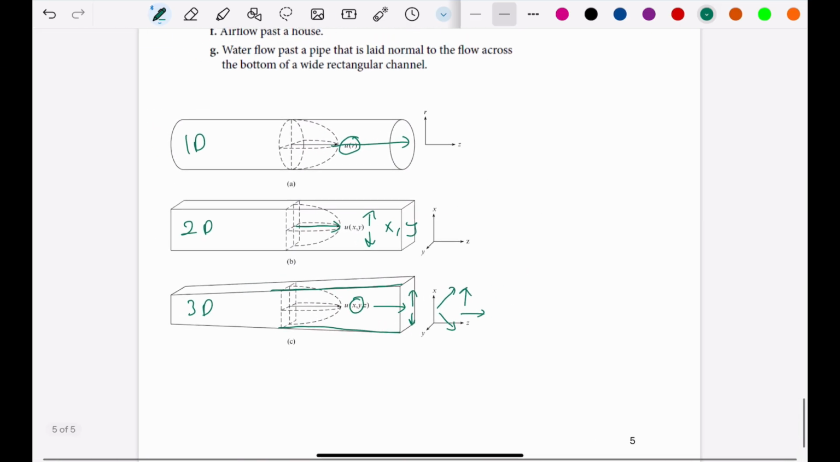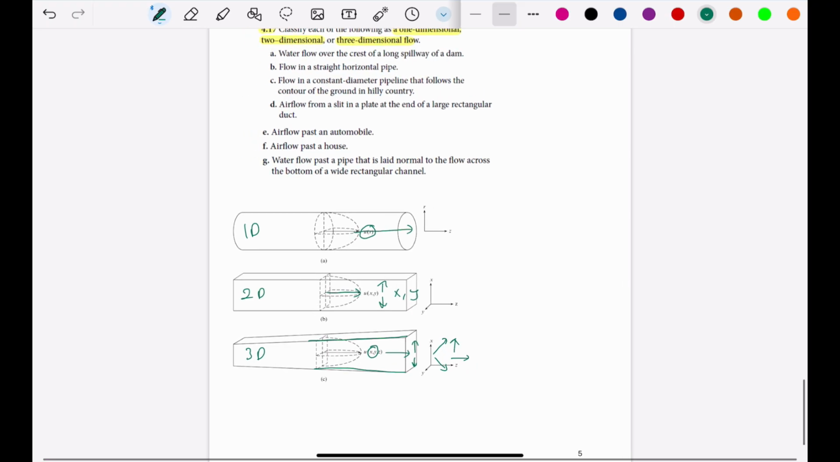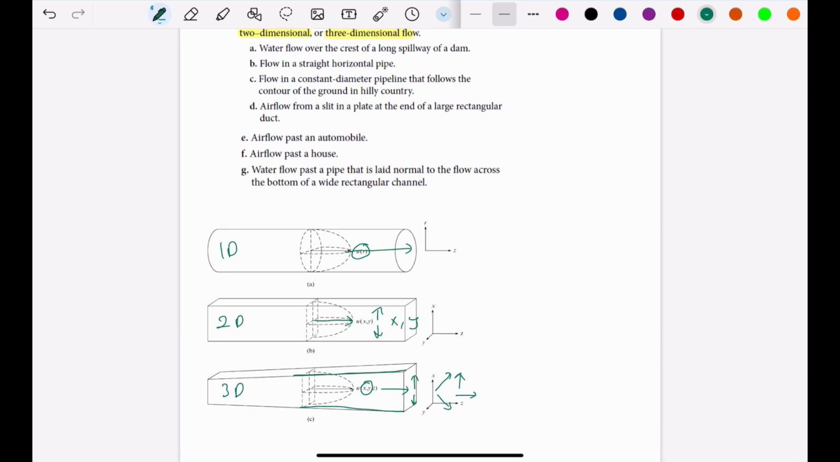So let's see what flow types we have. The first one is water flow over the crest of a long spillway of a dam. So let's say we have this kind of dam, and we have this water. Let's say we have water racing to this level, and then it is spilling.